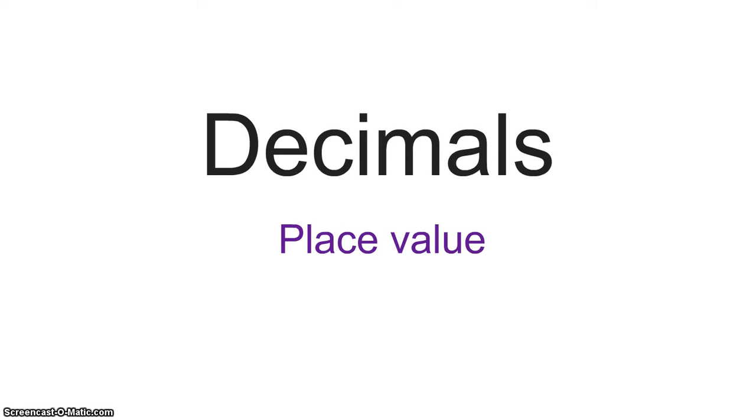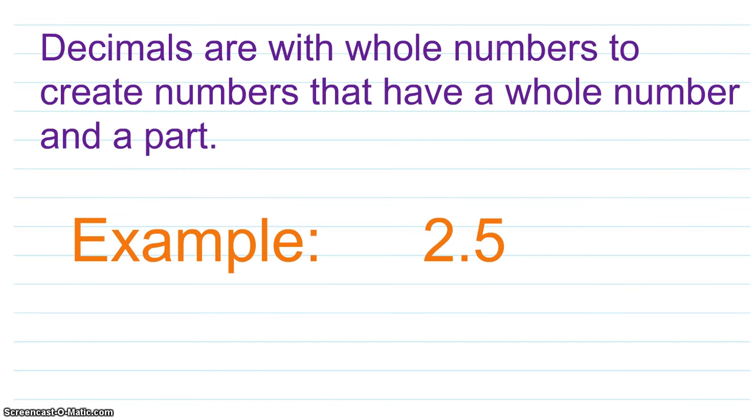Looking at decimals, and more specifically, we're going to start by looking at place value. You've looked at place value before and decimals, but we're kind of putting it together and reviewing some things. So first, decimals are with whole numbers to create numbers that have a whole number and a part.